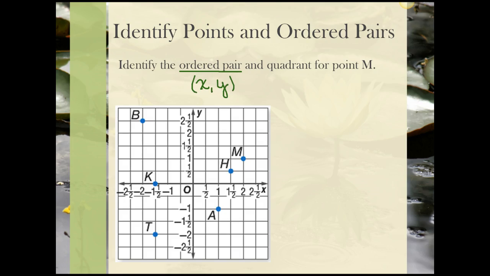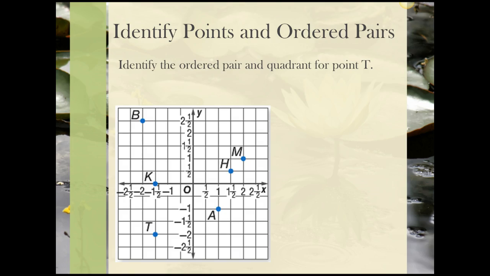To identify the ordered pair for point M, we first need to figure out how far it is over on the x-axis. We start at the origin (0, 0), where the x-axis and y-axis intersect, and we go to the right 2 units. The first coordinate is 2. Then we go up on the y-axis to the value of 1. Therefore, the ordered pair for M is (2, 1). Next, we want to identify the quadrant for point M. Point M is in quadrant 1, so we would write the Roman numeral I.